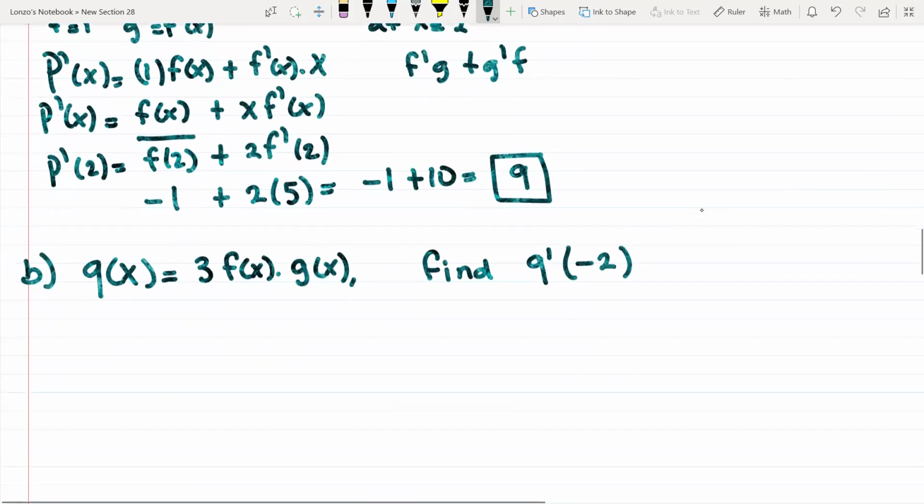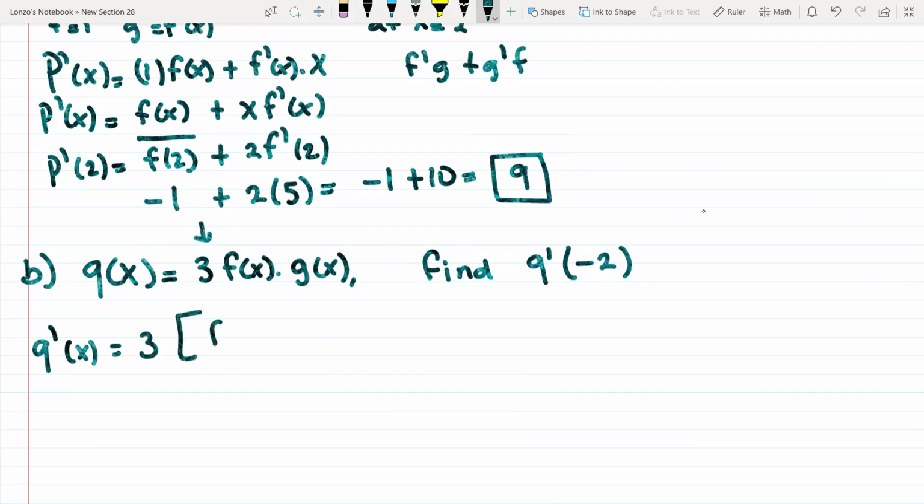Okay, let's do part b. We have q of x equals 3 times f of x times g of x. We have to find q prime of -2. As you can see, q prime is not in our table. So first I'm going to find q prime of x. How would I do this? You use the product rule, that's correct. 3 is a constant, so you could just take that out for right now.